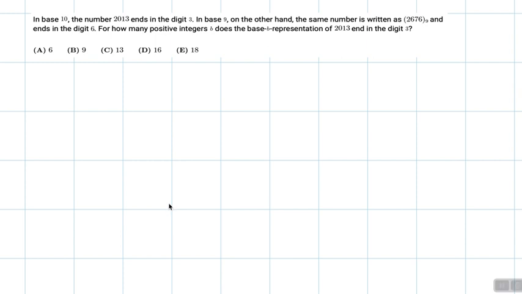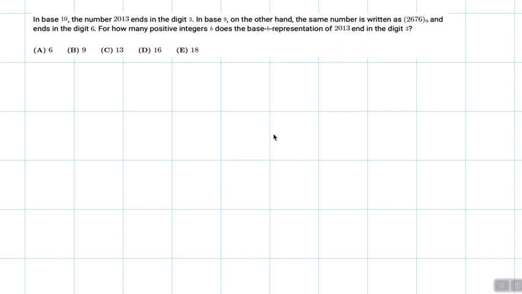In base 10, the number 2013 ends in the digit 3. In base 9, on the other hand, the same number is written as 2676 in base 9, and ends in the digit 6. For how many positive integers b does the base b representation of 2013 end in the digit 3?